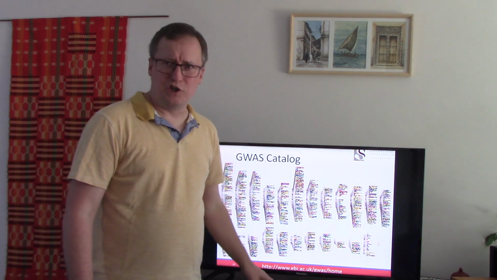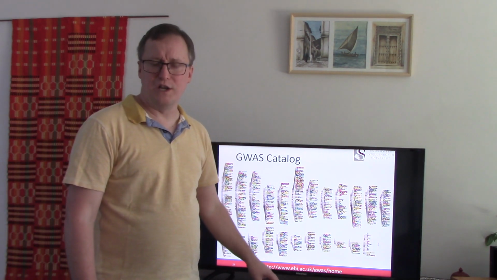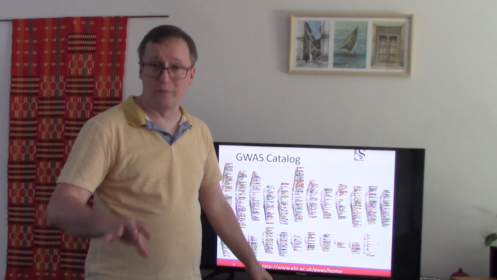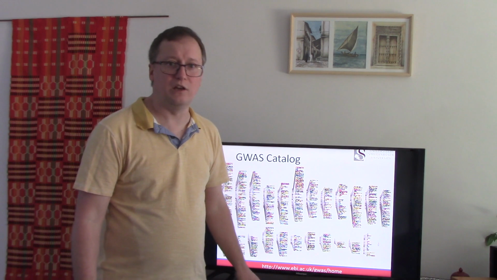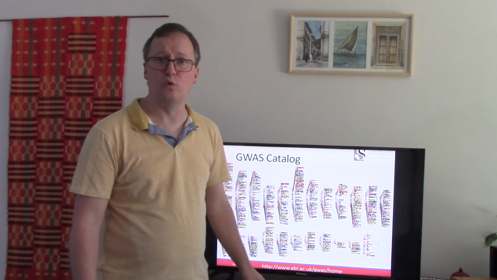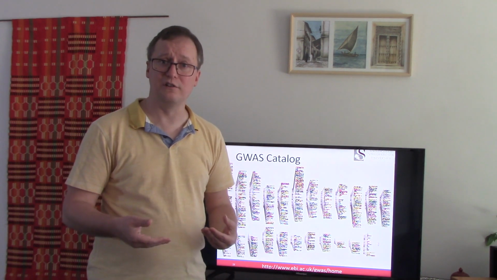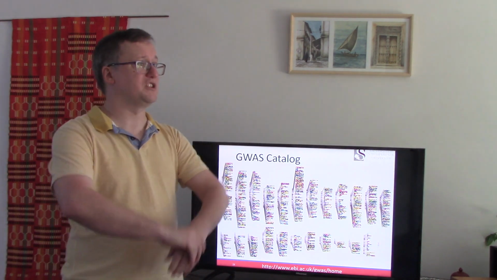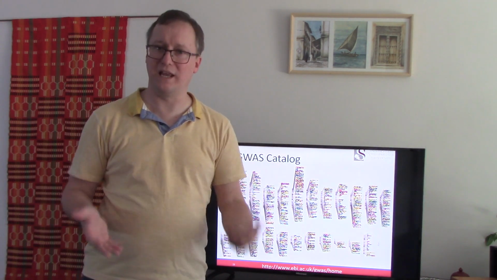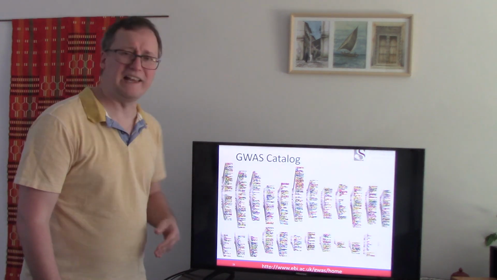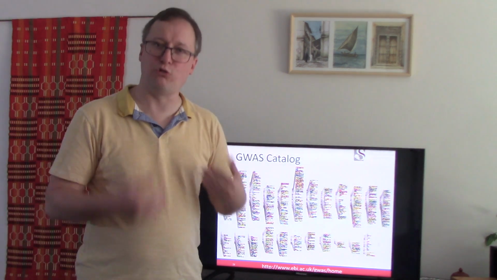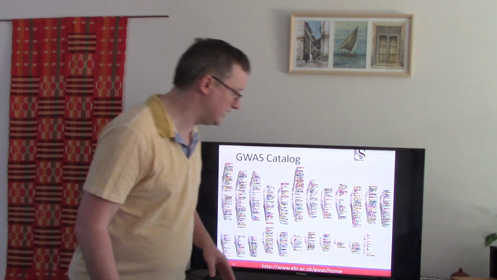I've mentioned that genome-wide association studies are enormously popular, at least they were enormously popular. As a result, we see that folks like the European Bioinformatics Institute have gone a long way towards creating catalogs to help us to understand what we know about a given piece of DNA. Here we're looking at something like a karyotype.